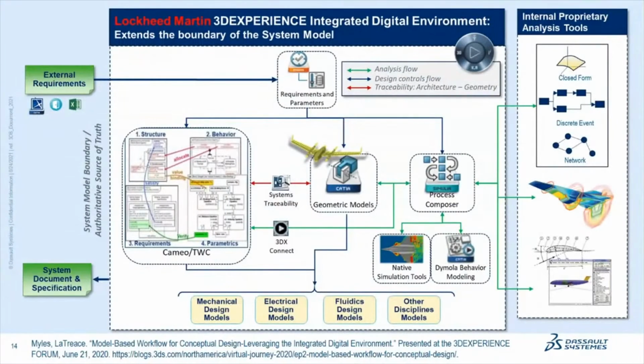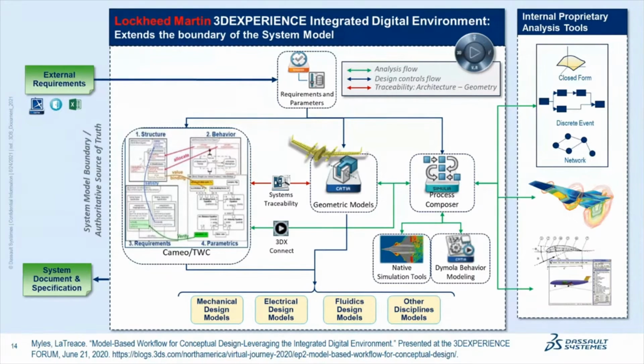So we use 3D Experience to extend the boundary of the system model, integrating the architecture within Cameo and Teamwork Cloud with CATIA spatial and structural models, and using Process Composer to tie in native simulation tools, as well as the Lockheed Martin proprietary tools that were used in Expedite. In this arrangement, any simulation in Cameo can instantiate a simulation experience in Process Composer, pass parameters to it, and have the parameters returned into the running Cameo simulation.